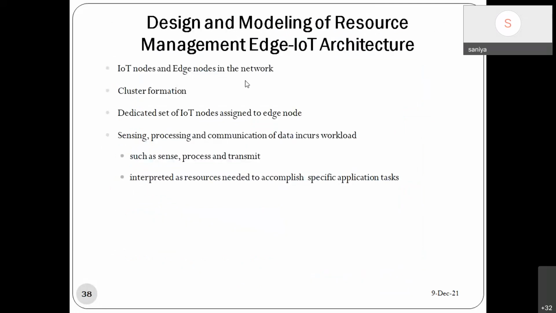So, in this system, you will have IoT nodes and edge nodes, and there will be a cluster formation. How? A dedicated set of IoT nodes will be assigned to this edge. So, sensing, processing, and communication of data will incur workload, such as sense, process, and transmit. This is the workload, they are meant for this. So, this can be interpreted as the resources needed to accomplish a specific application task.